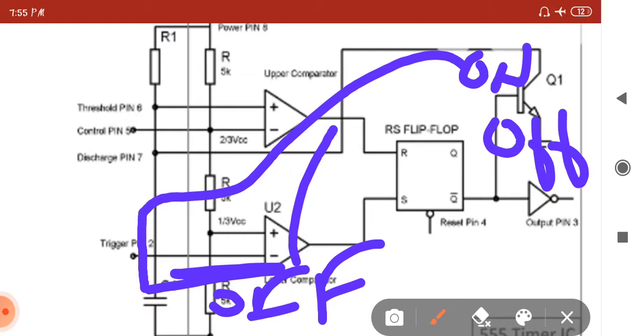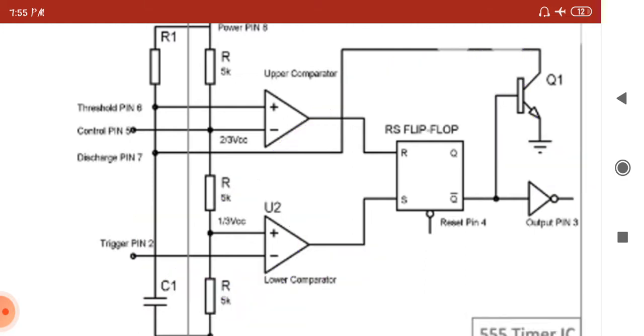If Q1 is on and the capacitor C is shorted to ground, however, on the application of the negative trigger pulse to pin number 2, it comes here, and transistor Q1 is turned off, which releases the short circuit across the external capacitor C and drives the output high. That is the working condition here.